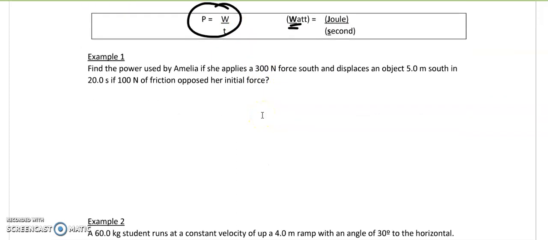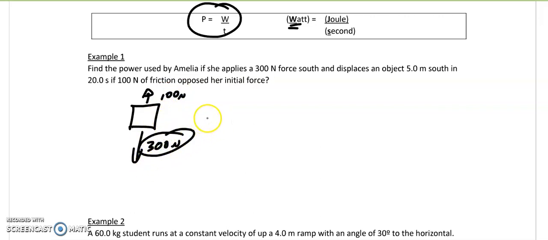So let's take a look at example number 1. Find the power used by Amelia if she applies a 300 Newton south force and displaces the object 5 meters south in 20 seconds. Now, if there's 100 newtons of friction opposing her initial force, if we take a look at the object, we're applying 300 newtons this way, we've got 100 newtons this way, but in order to find the amount of work, we're going to use, again, the applied force.